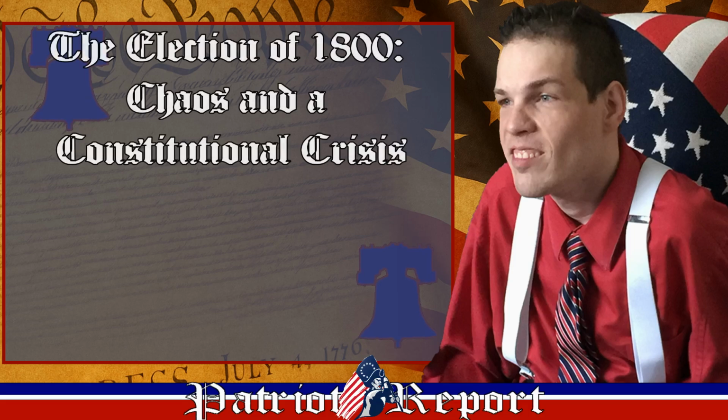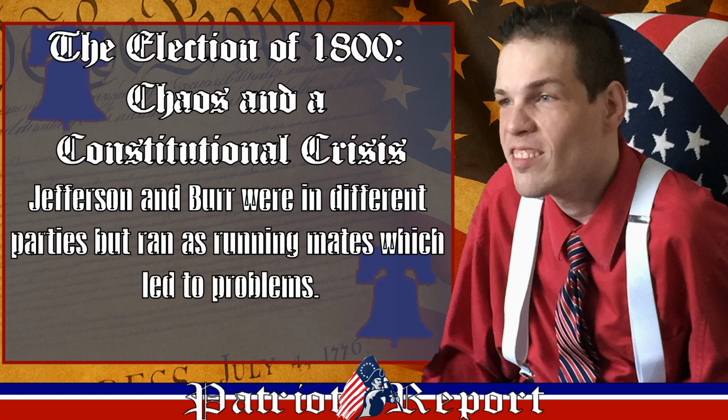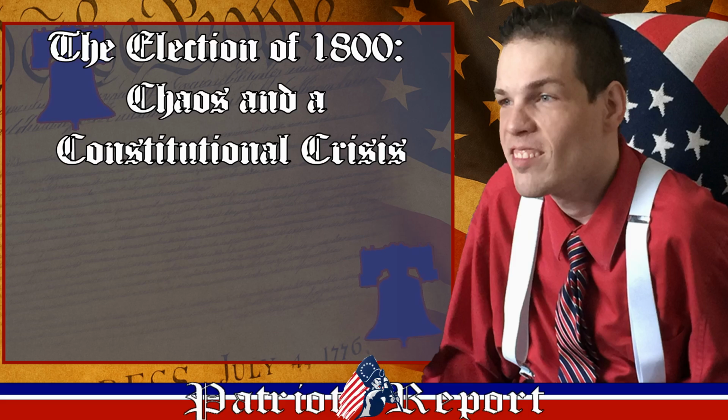The election of 1800, chaos and a constitutional crisis. In the election of 1800, Thomas Jefferson and Aaron Burr, both Democratic Republicans, ran together. But because electors cast 2 votes without distinguishing between president and vice president, Jefferson and Burr each received 73 electoral votes, creating a tie. The tie had to be broken in the House of Representatives, and it took 36 ballots over several days before Jefferson was finally elected president and Burr became vice president.